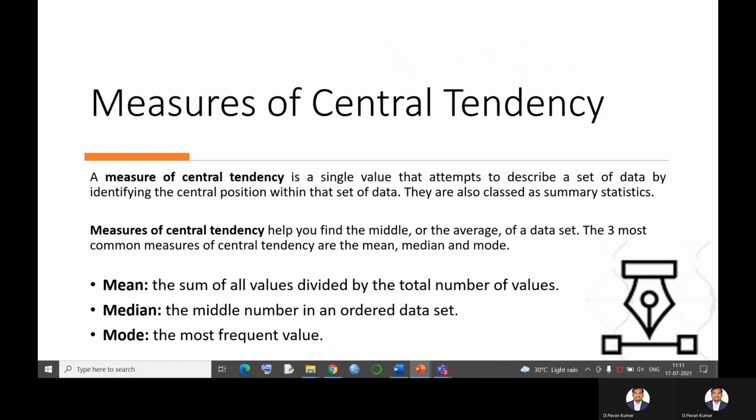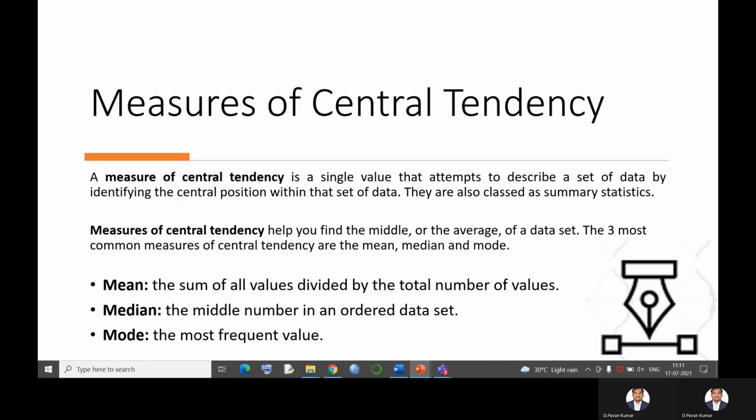Now what do you mean by central tendency, and measuring of that central tendency? Let's see the definition. A measure of central tendency is a single value that attempts to describe a set of data by identifying the central position within a set of data. They are also classed as summary statistics.